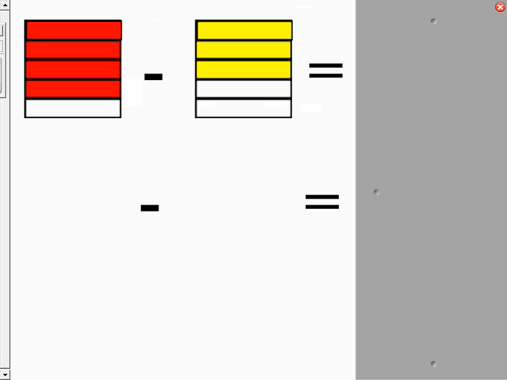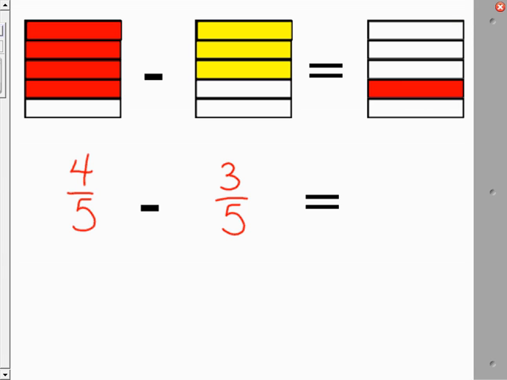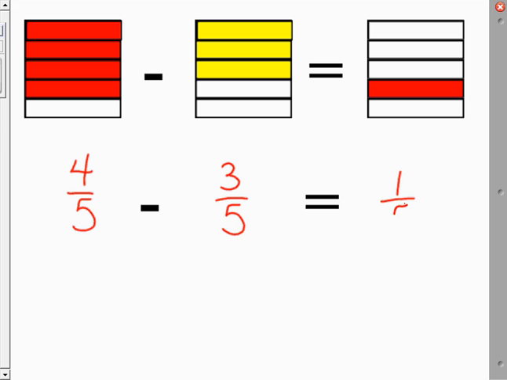Looking at our next one, we can also subtract fractions similarly. We have 4/5 minus 3/5, and when we show that in a model, if we had 4/5 and we took away 3 of them, we would have 1/5 left, 1 piece out of 5 pieces.